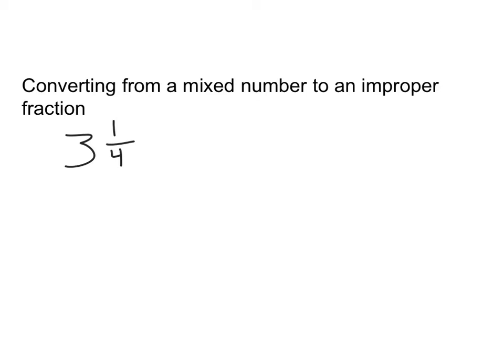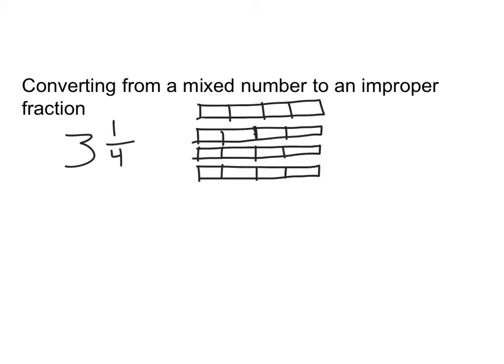Let's say we have 3 1/4. To start it off, let's show what this looks like. I've got 1, 2, 3 wholes that are all filled in, and then one that's just a 1/4. What I need to do is rewrite this as a fraction that is only in fourths, because that's what my fraction part is. So I need to rewrite this as something out of 4, where there's no whole part at all.